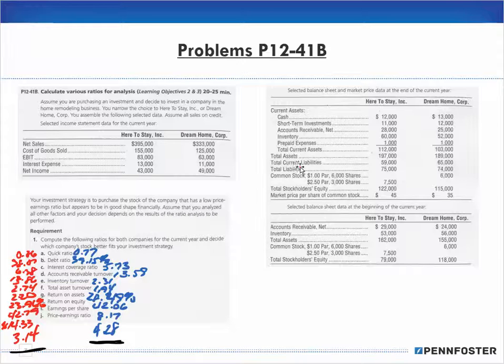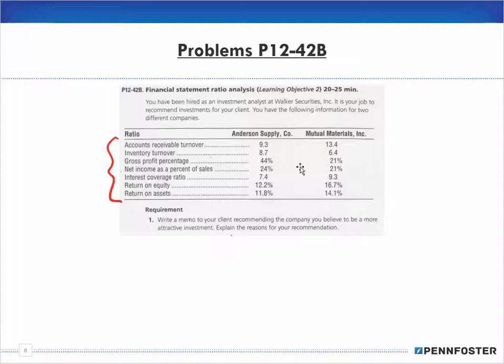So with that said, here are our ratios, and the solution says, I recommend that you invest in Mutual Materials for the following reasons. So we have Anderson versus Mutual. It says the return on equity is 4.5% higher, and so that means investing in Mutual, you're going to get a greater return on your investment in the business.